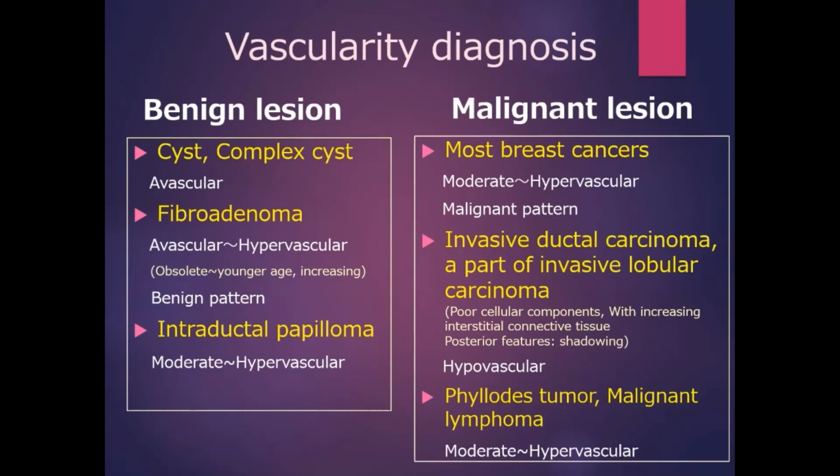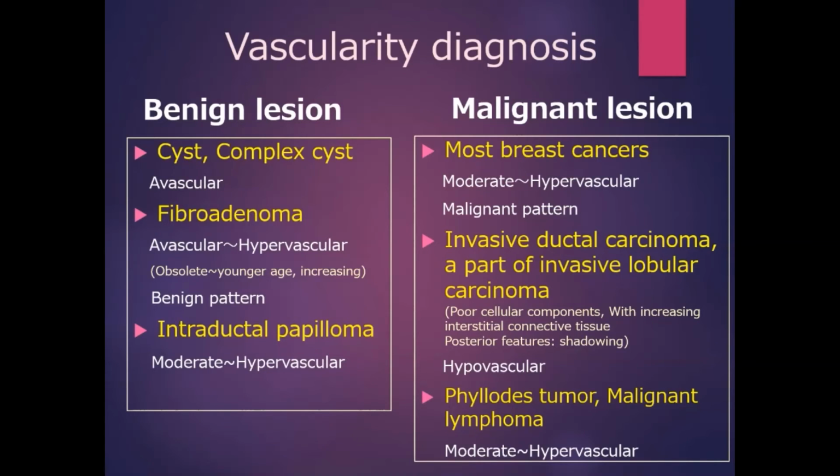In case of cyst or complex cyst, if no vascularity is found inside, it can be a decisive factor of diagnosis. As to fibroadenoma, calcified and absolute ones show avascular pattern, but the ones in younger age and the new or increasing ones show high vascularity. Their vascularity is variable, but it is characteristic to show benign pattern blood flow. Most breast cancers have high vascularity and show malignant pattern.